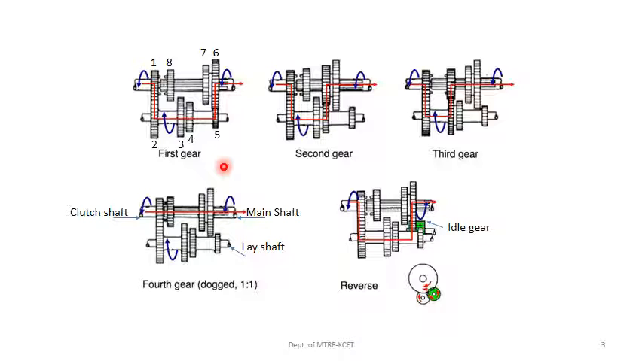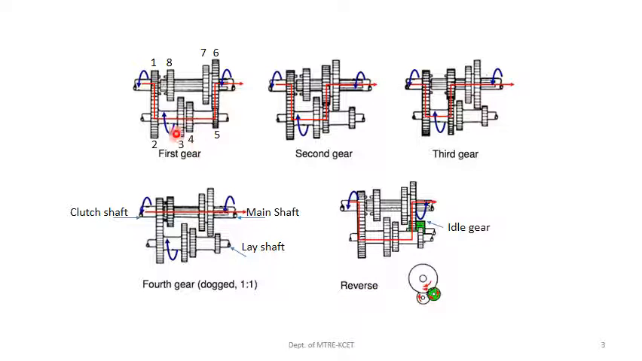There are many types of gearboxes. The sliding mesh gearbox is one of the basic gearbox types. In a sliding mesh gearbox, the components are the clutch shaft, the main shaft and the lay shaft or counter shaft. In this diagram, we have a 4-speed sliding mesh gearbox. In this type, we achieve 4 forward motions and 1 reverse motion.